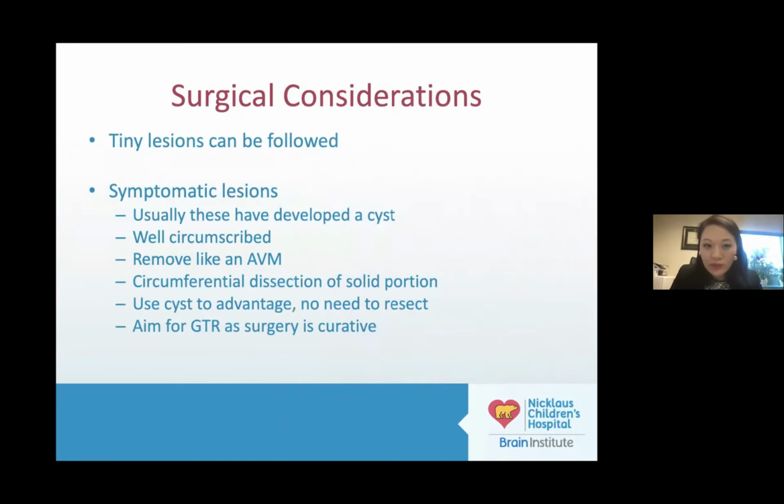With regards to surgical considerations, small lesions can be followed. However, if they are symptomatic, usually from development of a peri-lesional cyst, you can consider removal, but with great surgical technique and care, and remove them like an AVM, because they can be highly vascular.